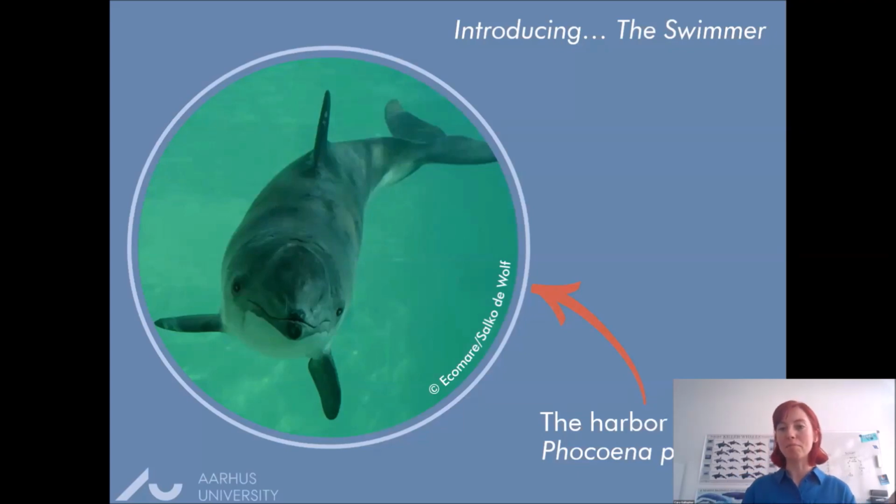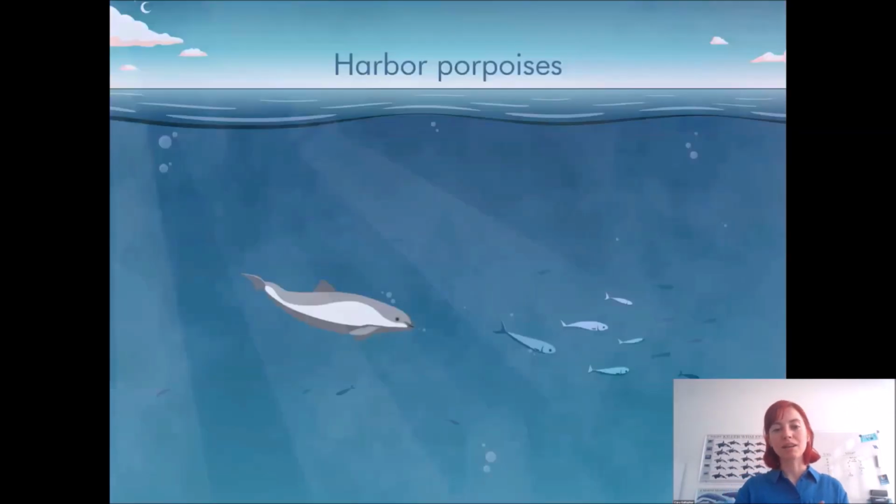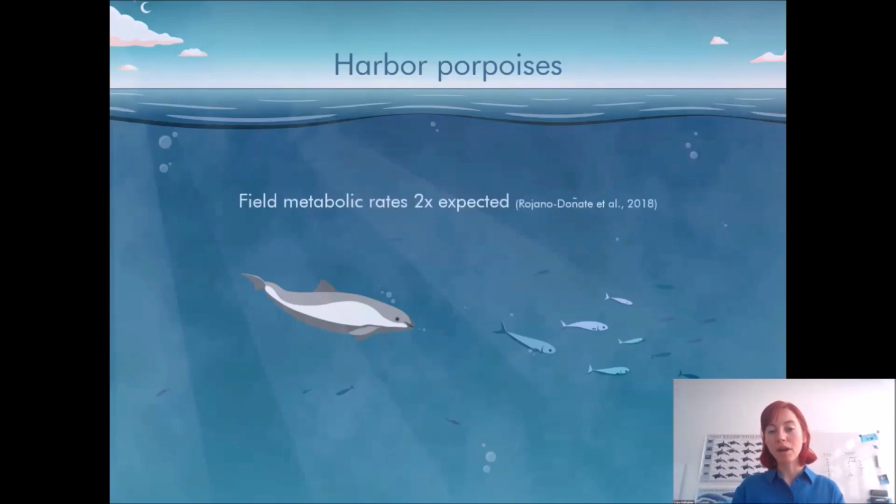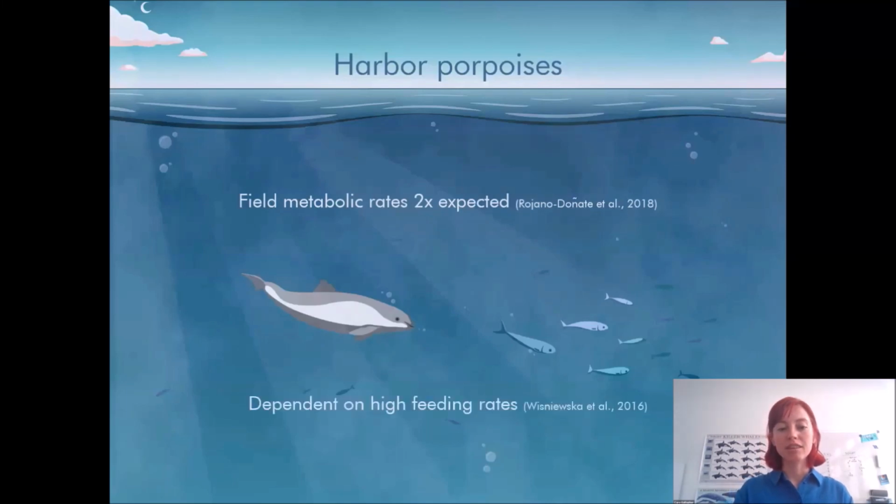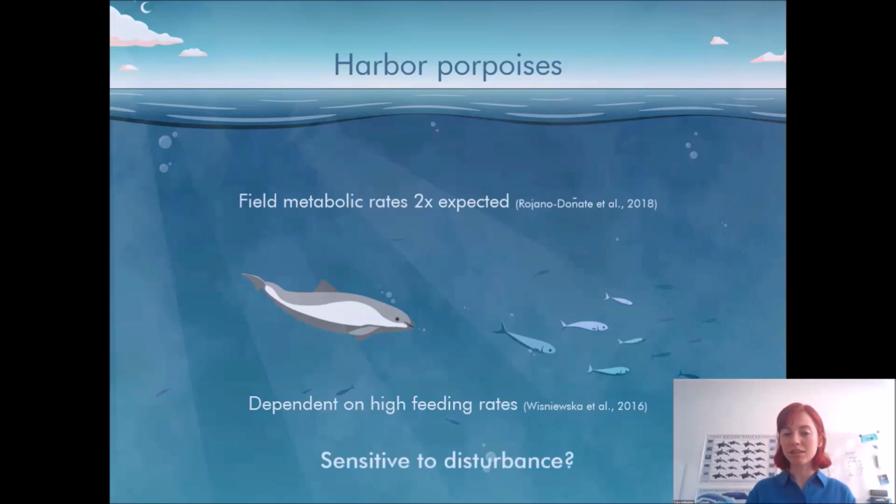This is the species I worked on from my master's all the way through my PhD. And harbor porpoises are really interesting because they're a whale, but they're a very small whale. And they have very high metabolic rates. So compared to a terrestrial mammal of the same size, harbor porpoises have field metabolic rates that are about double what you would expect. And this ensures that they're really dependent on very high feeding rates, so they can feed almost continuously to meet their energetic needs. And this together suggests that porpoises may be a species that's particularly sensitive to disturbance. But despite this, they're extremely widespread. They're a very successful species, and they inhabit coastal waters all around the Northern Hemisphere.